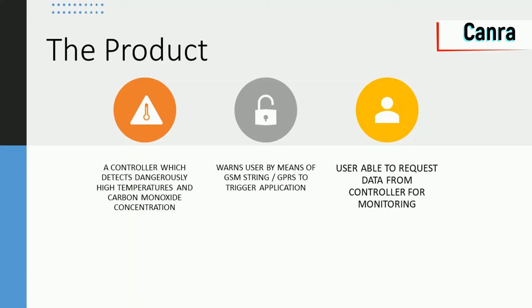So we're going to see the product we are using for this project, which is a controller that detects dangerously high temperature and carbon monoxide concentration, warning by means of GSM string or GPRS to trigger the application. The user is able to request data from the controller for the monitoring system.